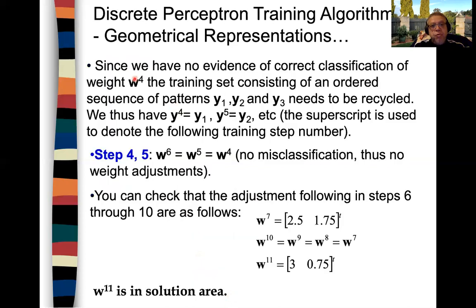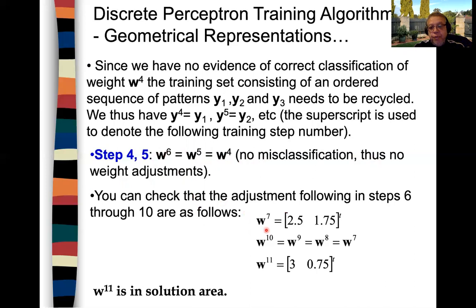As I said, there was no evidence that we have correct classification of the weights W4. So we repeat the training for another cycle or another epoch. And then my Y4 would be Y1, Y5 would be Y2, and so on. Then I compute the corresponding weights, and I find that there would be no misclassification, so no weight adjustment for this pattern.